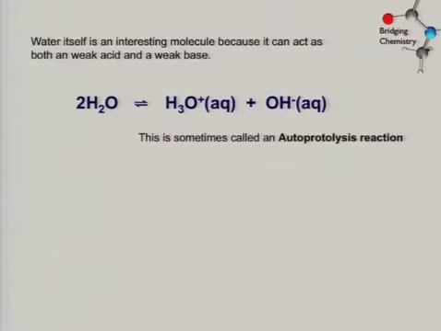And not only can it do that in the presence of another weak acid or a weak base molecule, but in fact it does it all the time just with itself. Right? So you can write an equation that looks like this, where you have two water molecules and one of which donates a proton to the other one. And so one of the water molecules can be an acid and the other one can be a base, and so we write an equation that looks like this. Two H2Os gives an H3O+ and an OH-. And so here the water is being both an acid and a base at the same time.